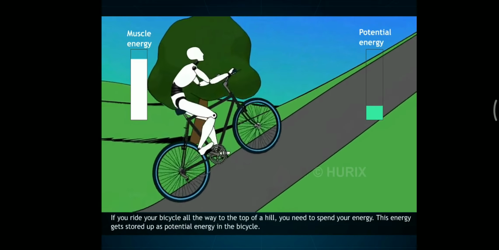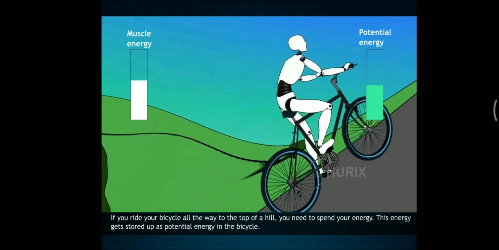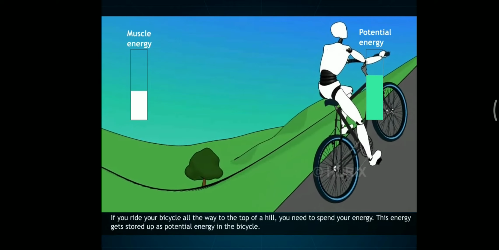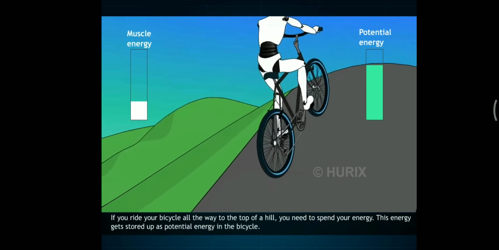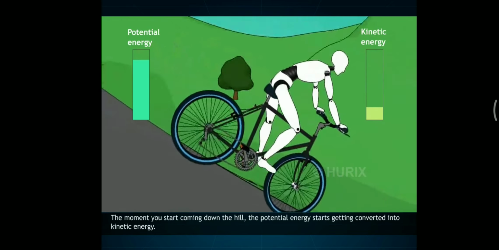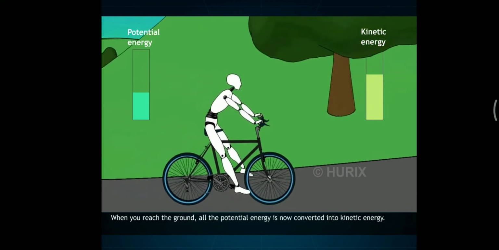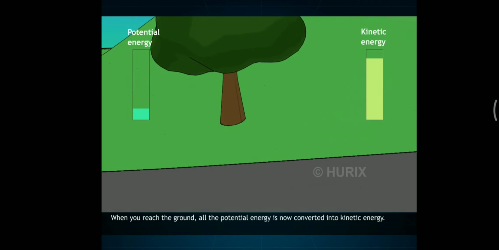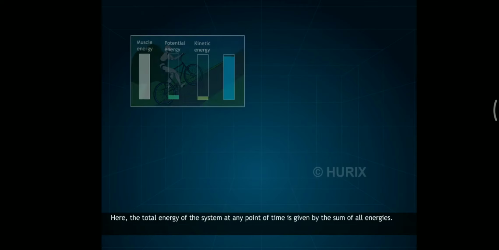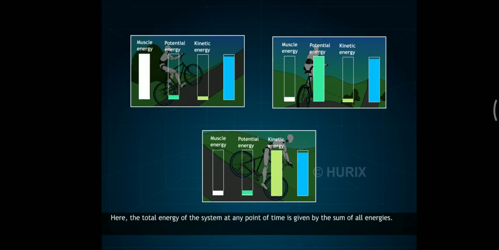If you ride your bicycle all the way to the top of a hill, you need to spend your energy. This energy gets stored up as potential energy in the bicycle. The moment you start coming down the hill, the potential energy starts getting converted into kinetic energy. When you reach the ground, all the potential energy is now converted into kinetic energy. Here, the total energy of the system at any point of time is given by the sum of all energies. One can observe here that the sum of these energies always remains constant.